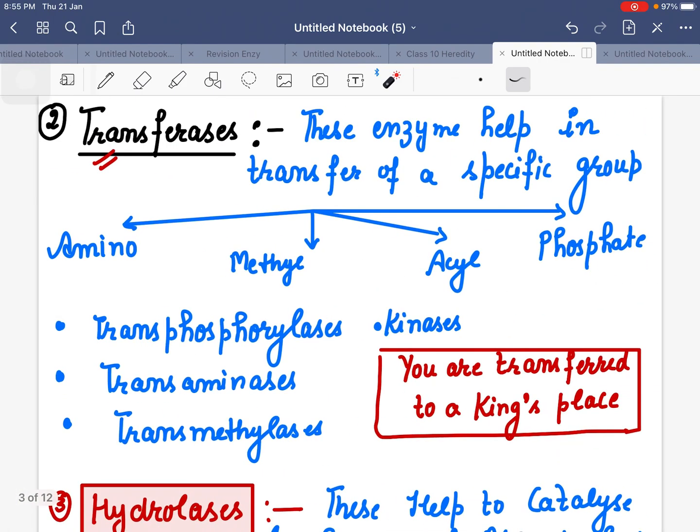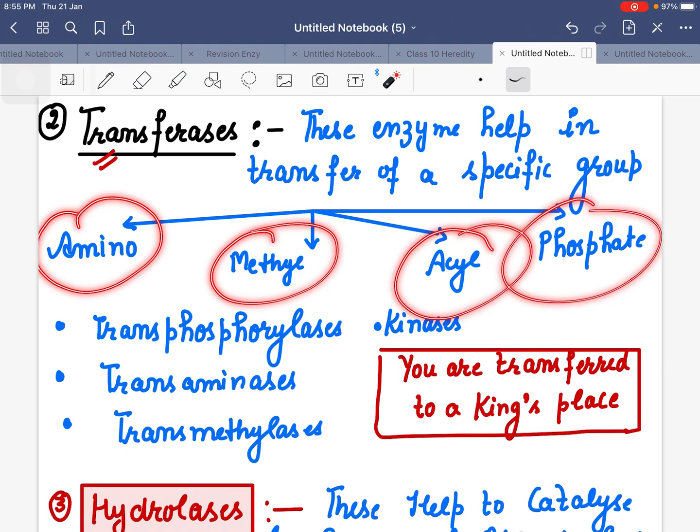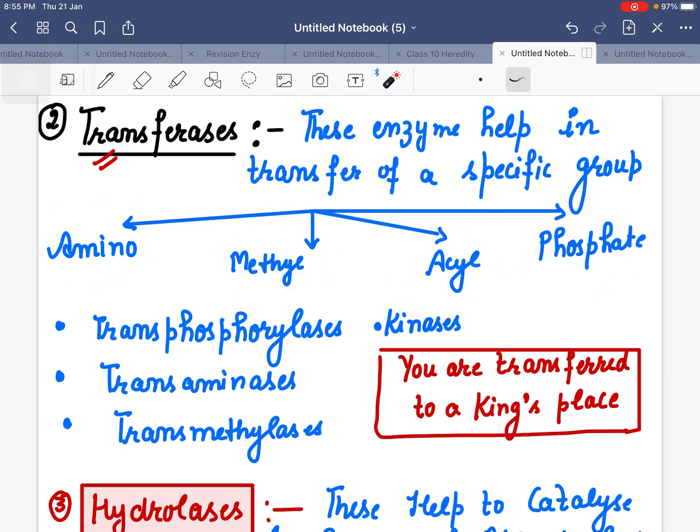Next is the transferases, over the hill. Transferases help in transfer of a specific group. It can be methyl, amino, or acyl. Mostly this category includes examples like transferring an amino group, transaminases; transferring a methyl group, methylases; transferring a phosphate group, phosphorylases. Then kinases, which are very important enzymes that release phosphate on breaking down of ATP.